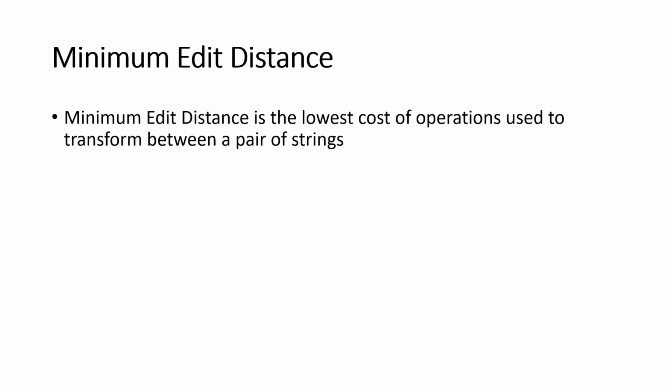The minimum edit distance is simply the lowest cost of operations possible that you can transform between a string pair.